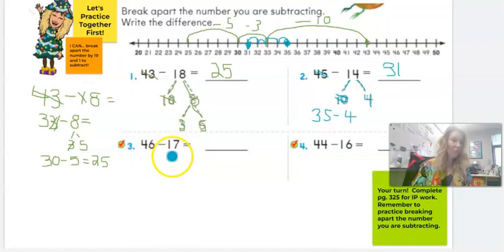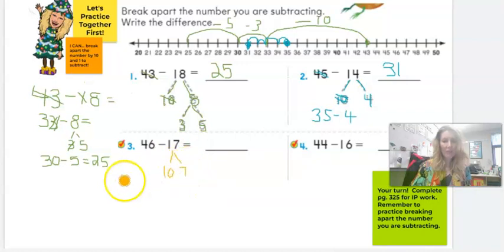And the first thing I should do is break apart. Let's break apart the 17. That's a friendly number. 10 and 7. Sounds good to me. Oh, I should have picked a different color. Let me pick another color so it doesn't get confusing with the other one. Let's do yellow. All right, 10 and 7 is 17.